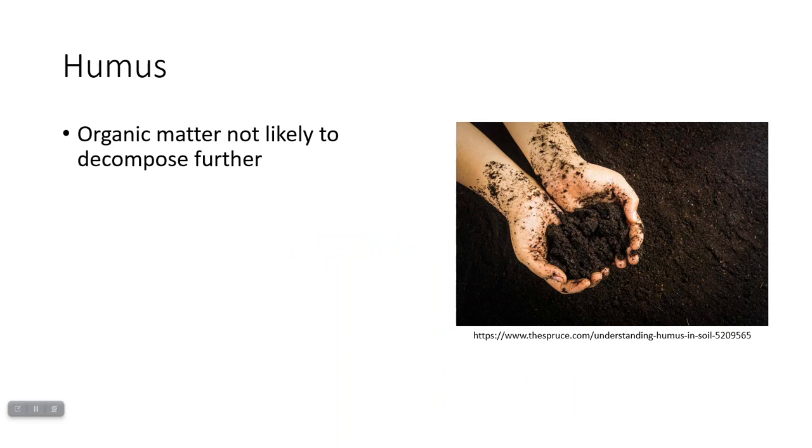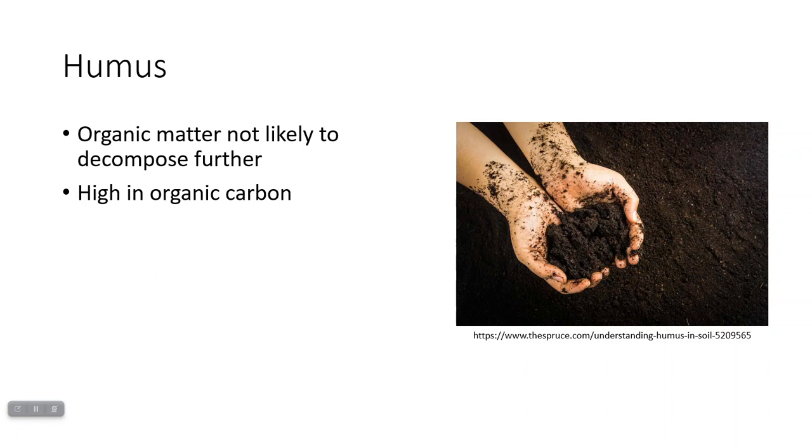Another key component of soils is humus, not hummus. Hummus is a food that's made of ground chickpeas. Humus is organic matter that's been mostly decomposed. It's probably not going to be broken down by decomposers in the area much further, but it is readily available for plants to take up. So humus is a key component of soil because it allows for fertility and allows plants to grow easily because they can take up nutrients very easily in this form.